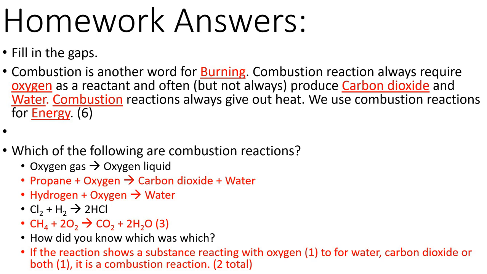So which of the following are combustion reactions? So you have to be able to identify the reactions where a fuel is reacting with oxygen to produce carbon dioxide and water, or either just carbon dioxide or water. Okay, so the 3 highlighted in red there fill that criteria. So propane plus oxygen goes to carbon dioxide and water. Hydrogen plus oxygen goes to water. And last but not least, CH4 plus 2O2 goes to CO2 plus 2H2O. So O2 here is our chemical formula for oxygen gas.